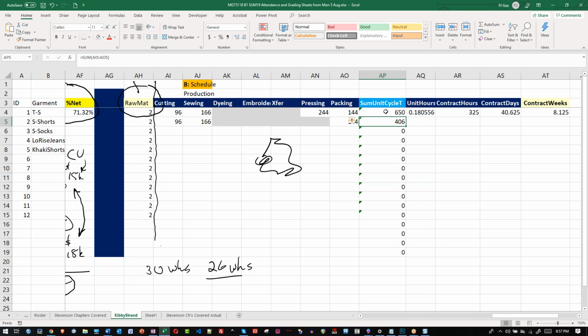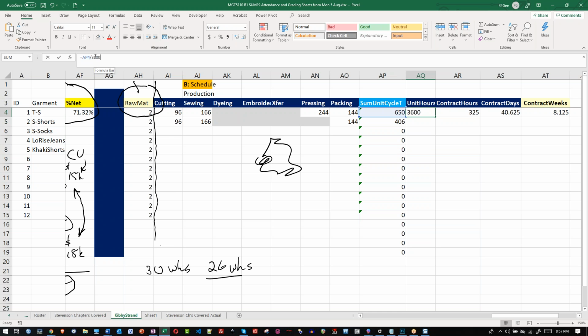And that gives us a practical understanding that it's going to take that long to get a t-shirt through the system. It's going to take 406 seconds for every sport short. Okay? So what we did is we figured out how many hours. Let's convert seconds into hours.